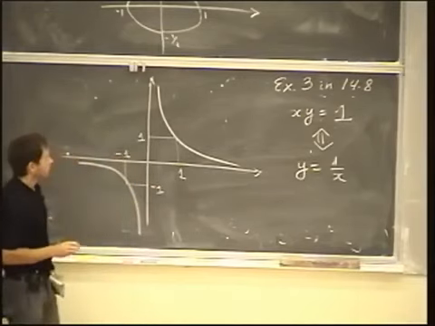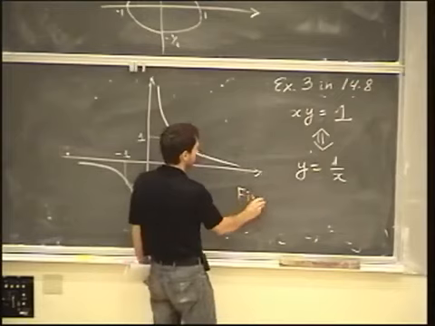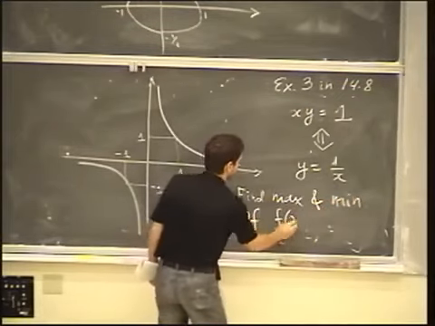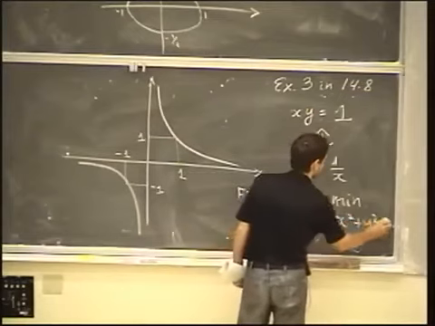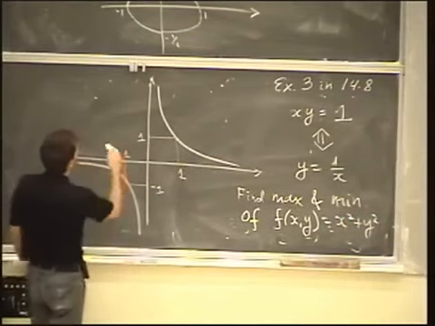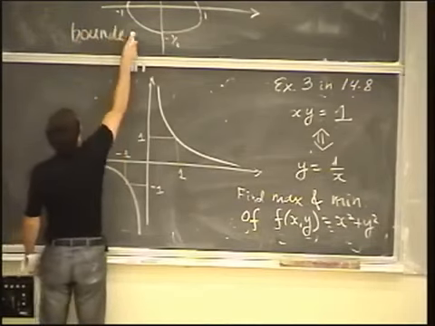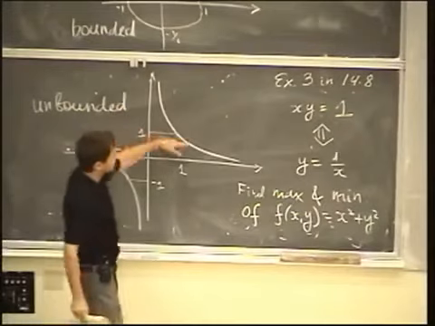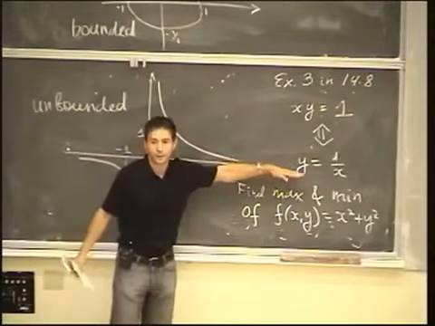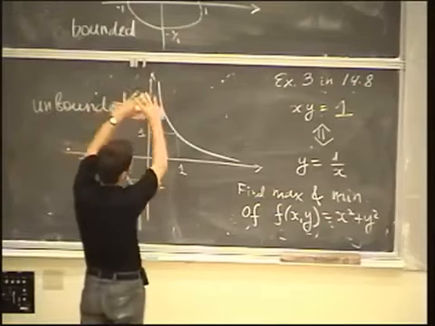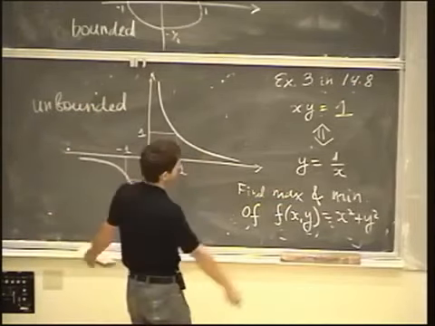Right? And in this exercise, you're asked to find the maximum and minima of the function f(x, y), which is x squared plus y squared. Okay? So this curve is not bounded. So while this was bounded, this is unbounded. Why? Intuitively, because it goes to infinity. It has branches which go all the way to infinity. More precisely, no matter how big a disk you take, this curve will not be contained in that disk. There will still be some points outside. So it is not bounded.